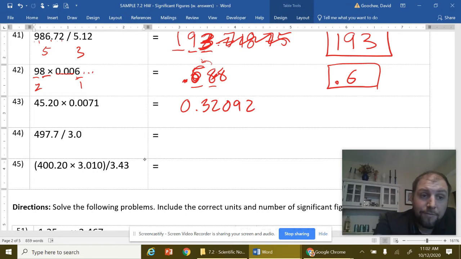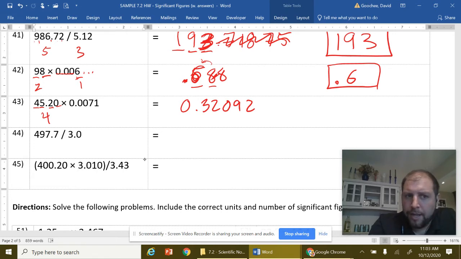So 45.20, we've got a decimal point in the middle, so everything counts. This is 4 sig figs. Okay? This is not 3, this is 4. That 0 at the end counts because the only reason they would write 45.2 and then a 0 is if they measured that 0. If it didn't count, they wouldn't write it. It would just be 45.2. So 4 sig figs there.